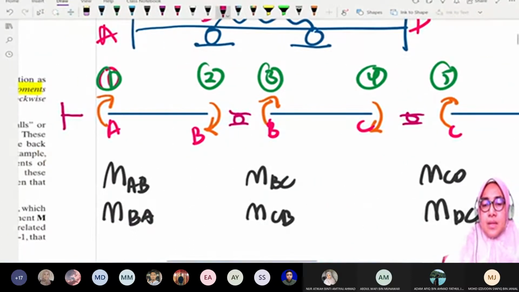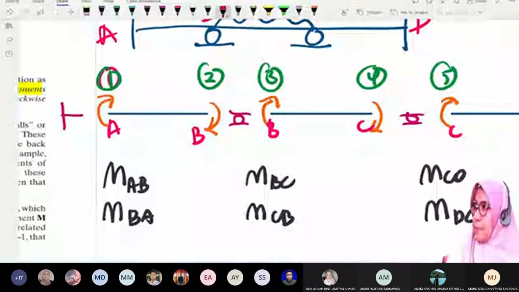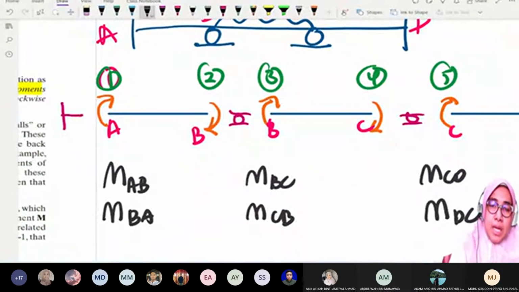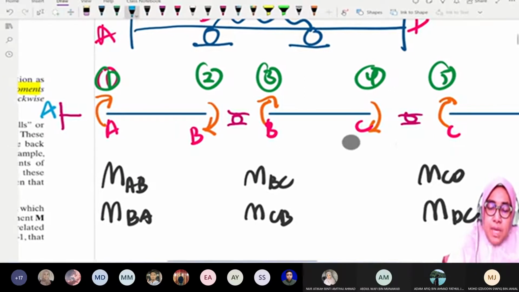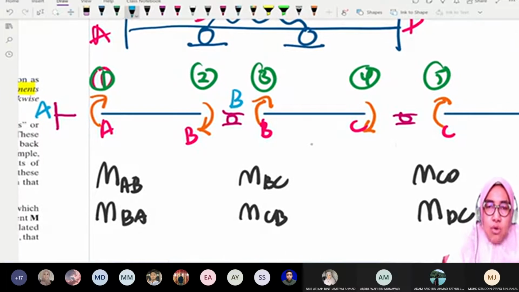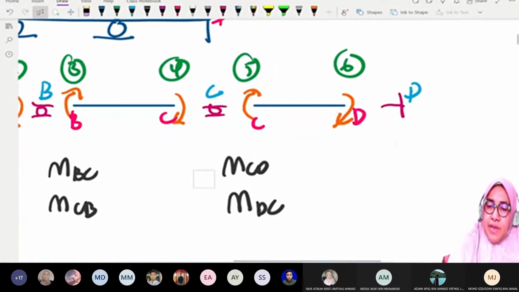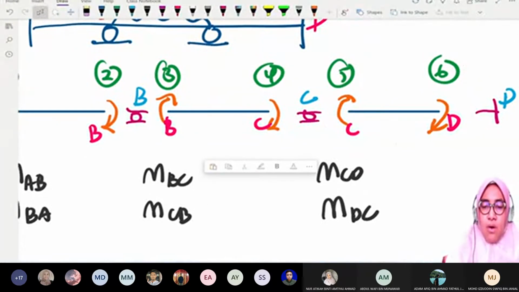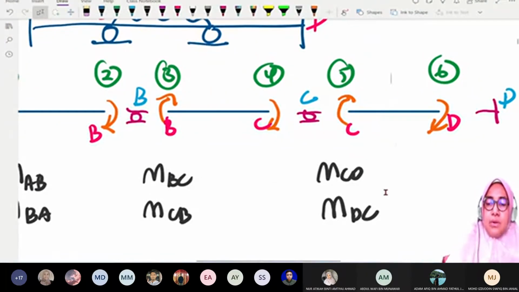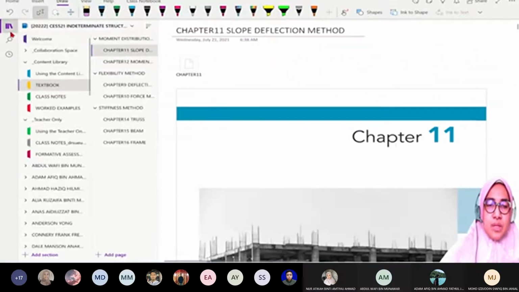So the purple ones refer to joints, as supports. This is joint A, it is a fixed support. This is joint B, a roller support. This is joint C, also a roller support. And joint D is a fixed support. Okay, 4 joints. Do you have any questions?